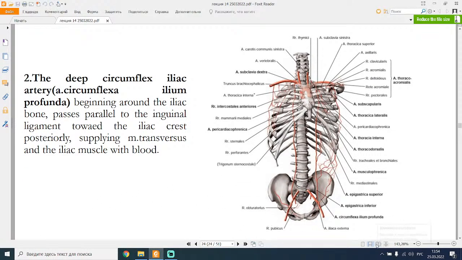The deep circumflex, arteria circumflexa ilium profunda, begins around the iliac bone and passes parallel to the inguinal ligament toward the iliac crest, posteriorly supplying musculus transversus and the musculus iliacus with blood.